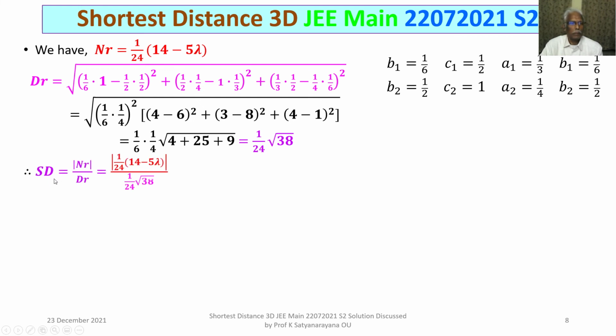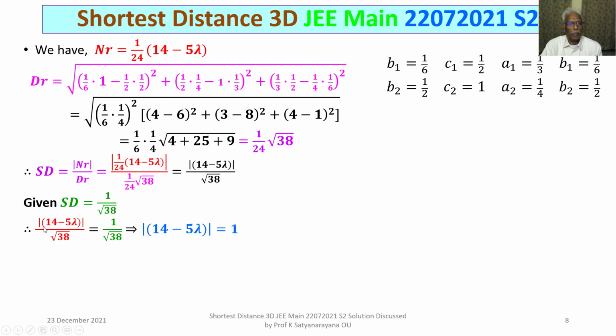And the shortest distance is equal to the absolute value of the numerator by the denominator. That is the absolute value of (1 by 24 into (14 minus 5 lambda)) by (1 by 24 into the square root of 38). That is the absolute value of (14 minus 5 lambda) by root 38. But it is given in the question that the shortest distance is 1 by root 38. Equating, and cancelling root 38 on both sides, we get the absolute value of 14 minus 5 lambda is equal to 1.